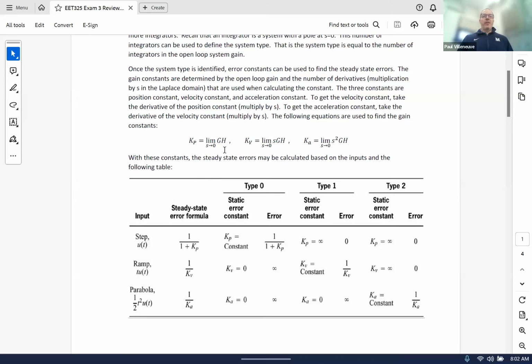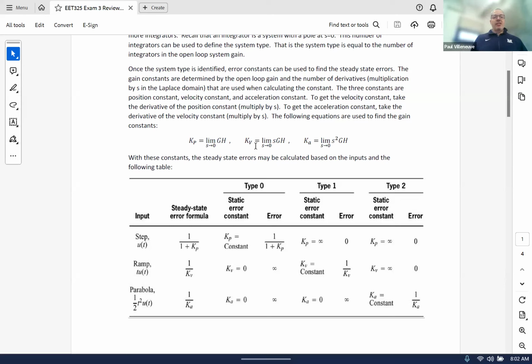We start off with your position constant, and it's just the limit as s approaches 0 of, here's the key thing, the open loop transfer function. Do not use your closed loop transfer function, because you need to open the loop up to actually calculate the steady state error. So that's why it's just G times H, not G over 1 plus GH.